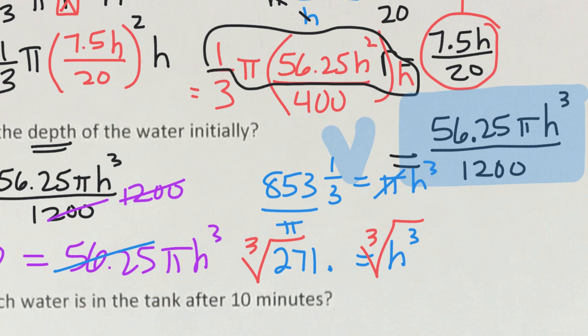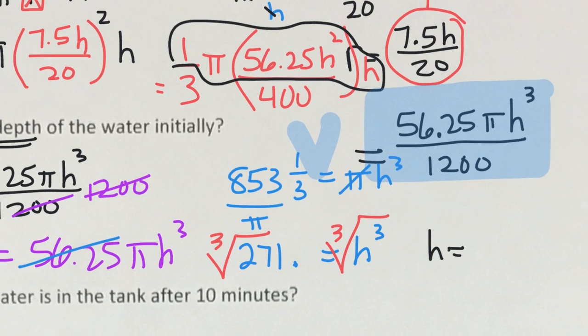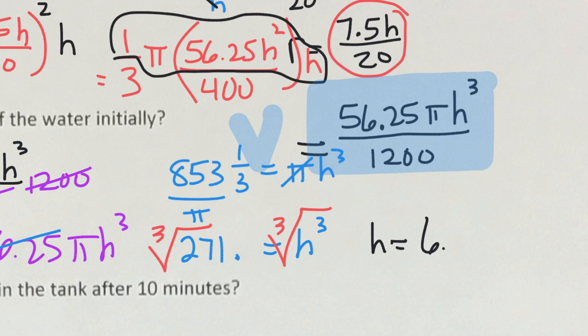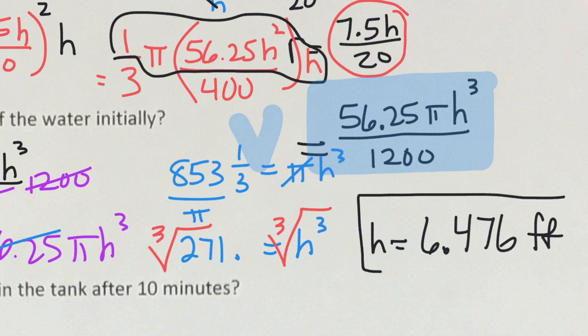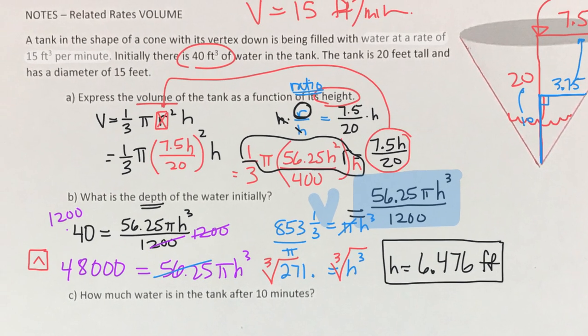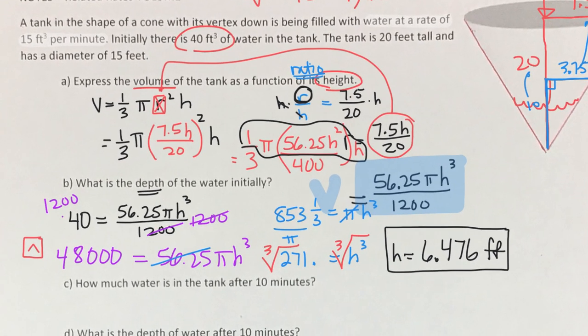So you put a little 3 out there, and then you put 271.6244. And my initial height of that water with 40 cubic feet is 6.476 feet. So that's how deep the water is to begin with. With 40 cubic feet of water, the depth of the water is 6.476 feet. Just algebra solving that for h.